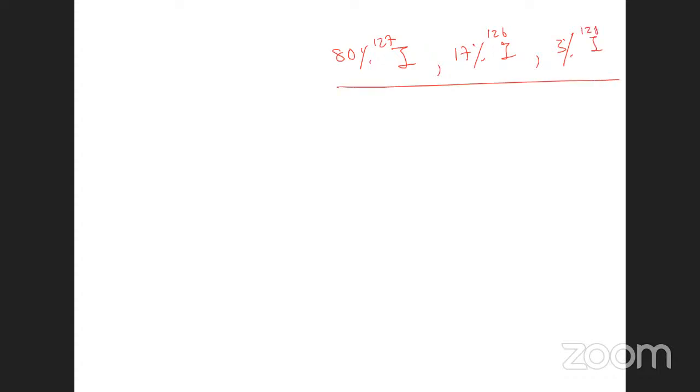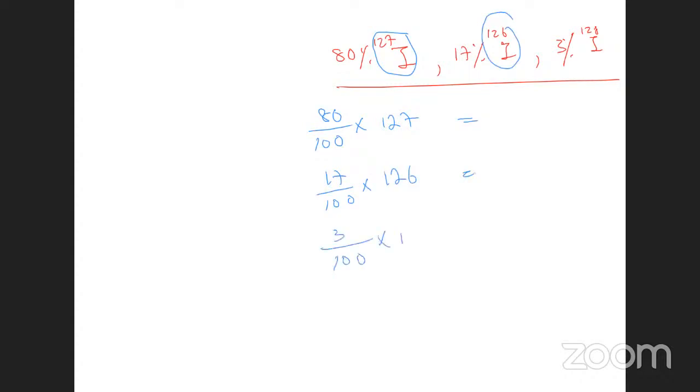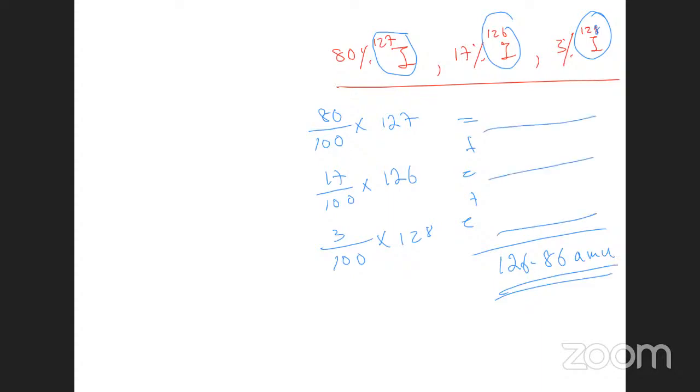80 divided by 100 times 127. So that will be the contribution by this isotope, 101.6. Then 17% divided by 100 times 126. That will be the contribution by this 126. Then 3 divided by 100 times 128. That will be the contribution by this 128 isotope. And then you just add them together. I have got the answer here: 126.86 atomic mass unit. So you can do these things yourself. You must do it. Then you will know that.